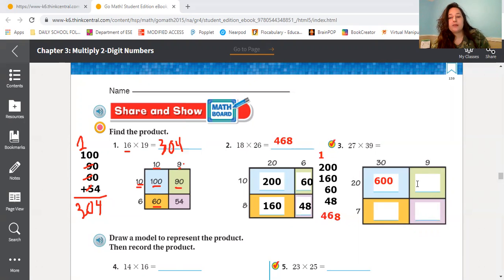2 times 9, I'm doing my basic facts, is 18. And I only have 1 zero from the 20. Then I have 7 times 3, which is 21. And I need to add 1 zero from the 30. Then 7 times 9. Again, students need to be very familiar. I get that they have the strategies with the fingers and things like that, but they need to be very fluent with multiplication in 4th grade. So 9 times 7 would be 63.